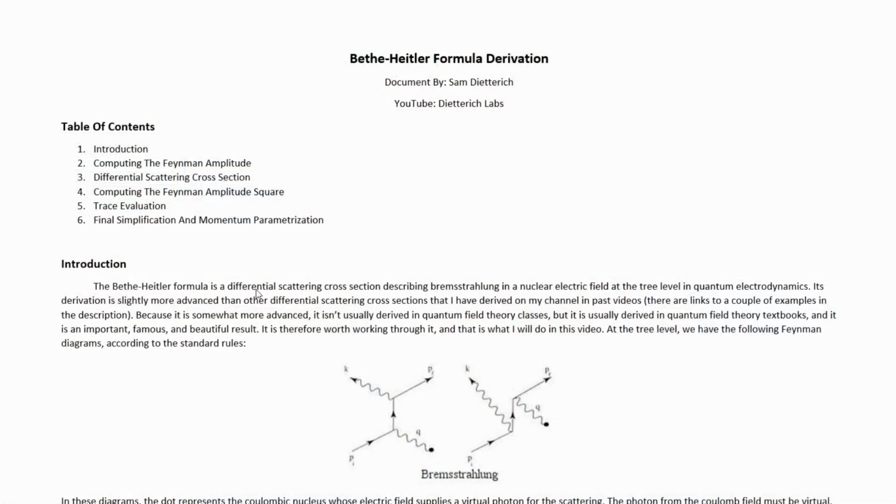The Bethe-Heitler formula is a differential scattering cross-section describing Bremsstrahlung in a nuclear electric field at the tree level in quantum electrodynamics. Its derivation is slightly more advanced than other differential scattering cross-sections that I have derived on my channel in past videos. There are links in the description to a few of those videos. Because it is somewhat more advanced, it isn't usually derived in quantum field theory classes, but it is usually derived in quantum field theory textbooks, and it is an important, famous, and beautiful result. It is therefore worth working through the Bethe-Heitler formula derivation, and that's what I'm going to do in this video.